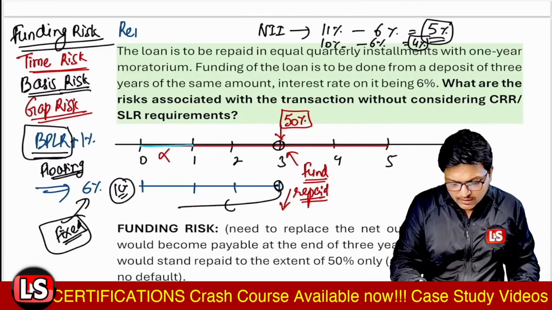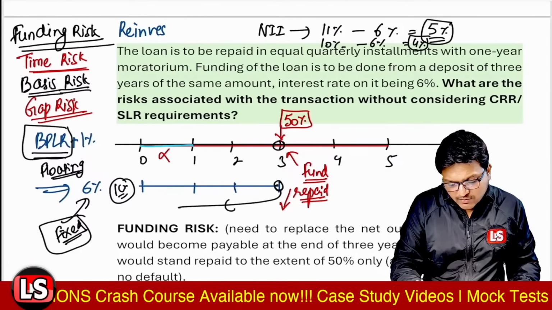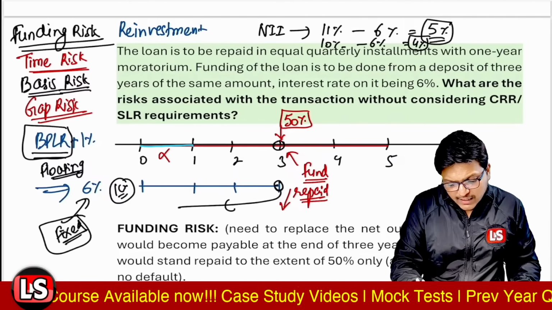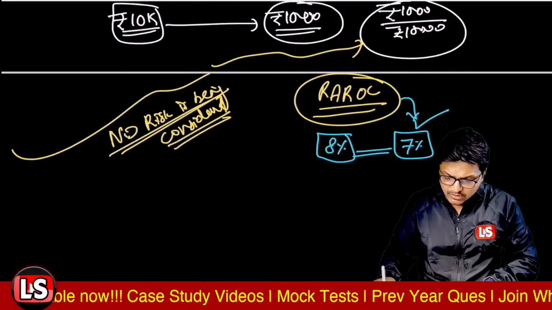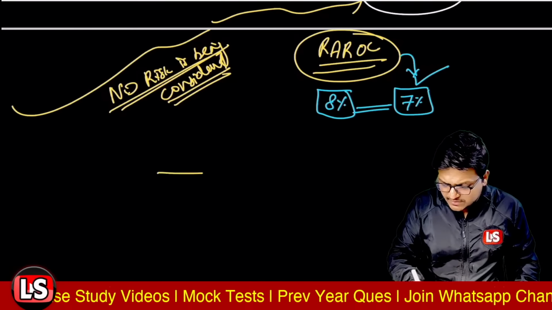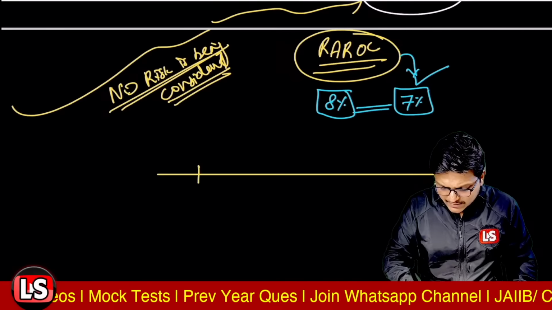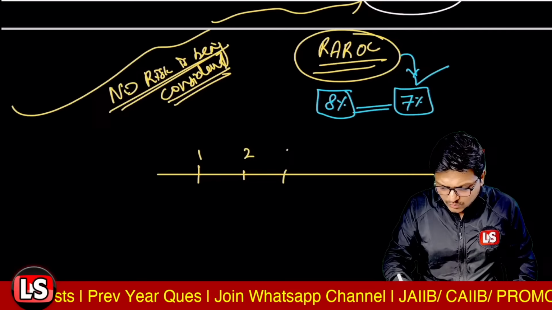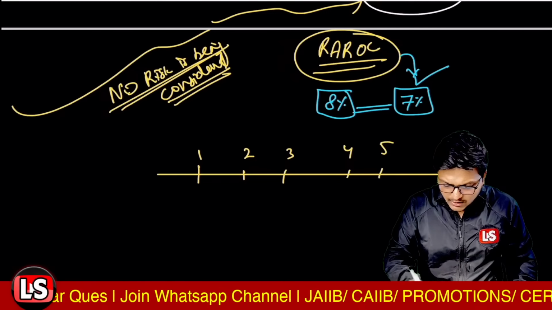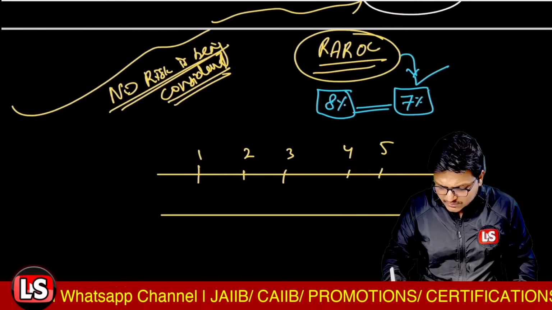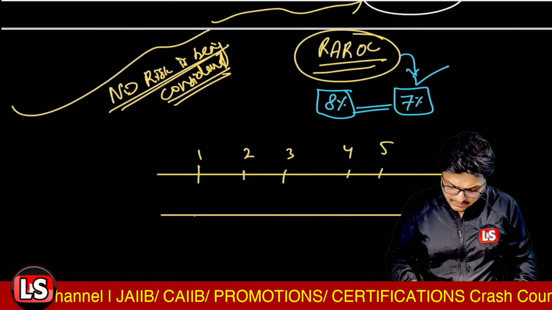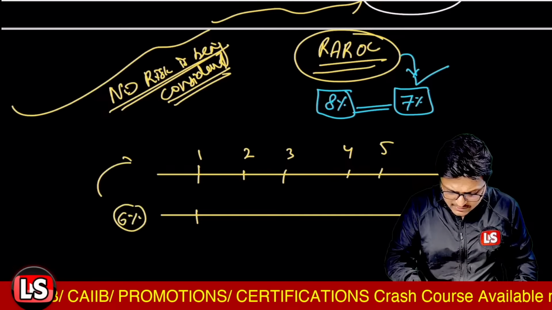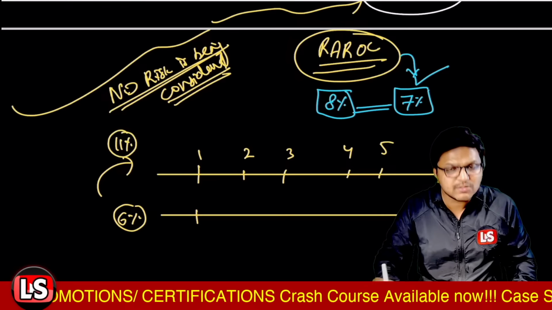And also the other type of risk which may be imposed could be related to the reinvestment risk. Now what do you mean by reinvestment risk? Let me just explain this to you. Let's say you are receiving the EMIs on a monthly basis, 1, 2, 3, 4, 5, right? Now we have procured the deposit at 6%, and further have invested the money at 11%. That was the scenario.